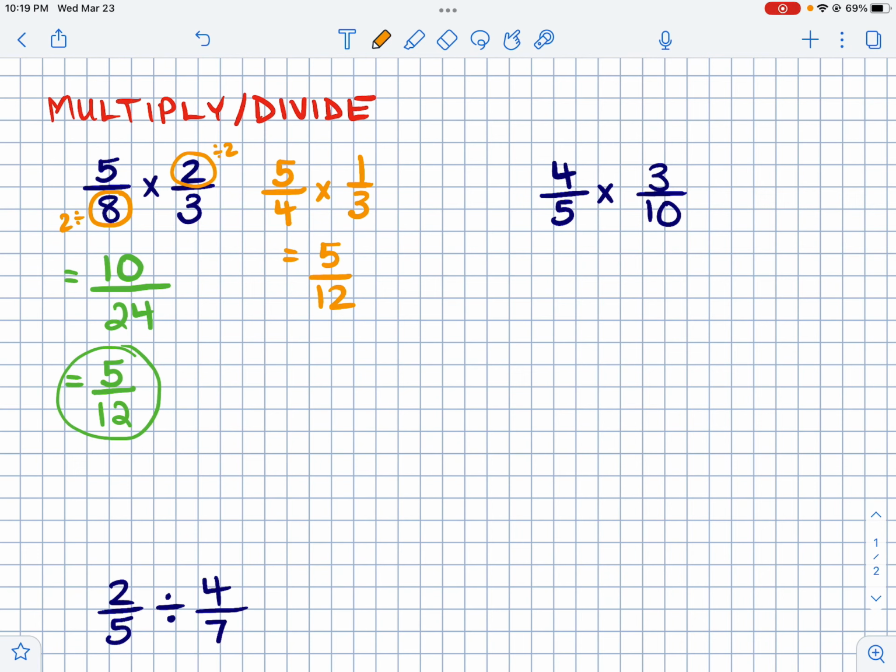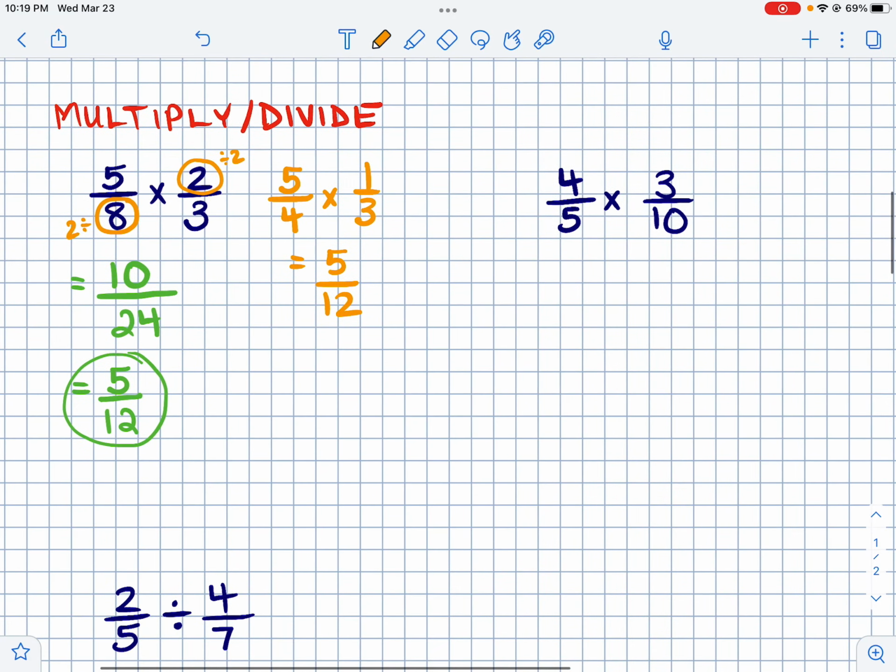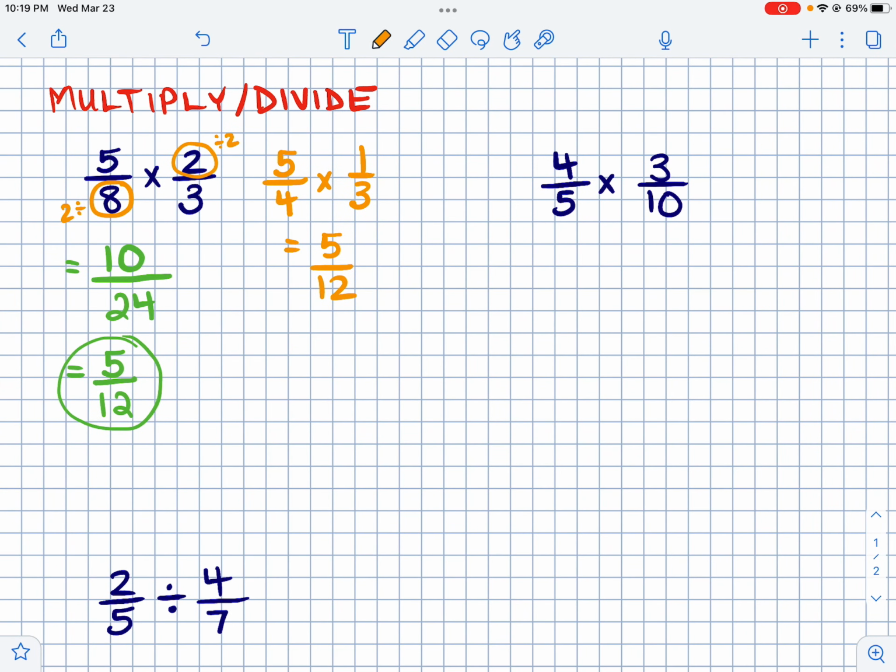So you're just reducing before you start. And the only reason I like doing that is if my fractions are really gigantic, it's just harder to reduce at the end because they'll be even more gigantic at the end. So sometimes it's nice to reduce before you even start.